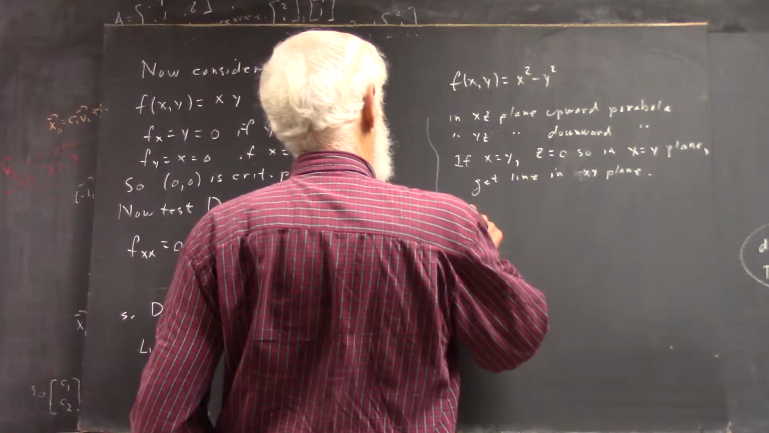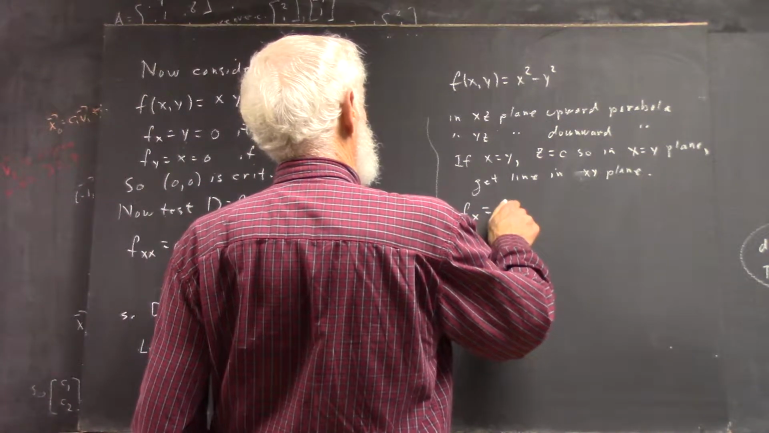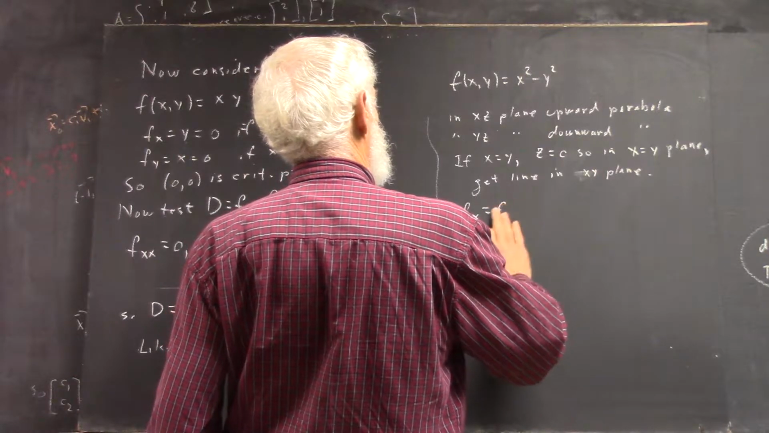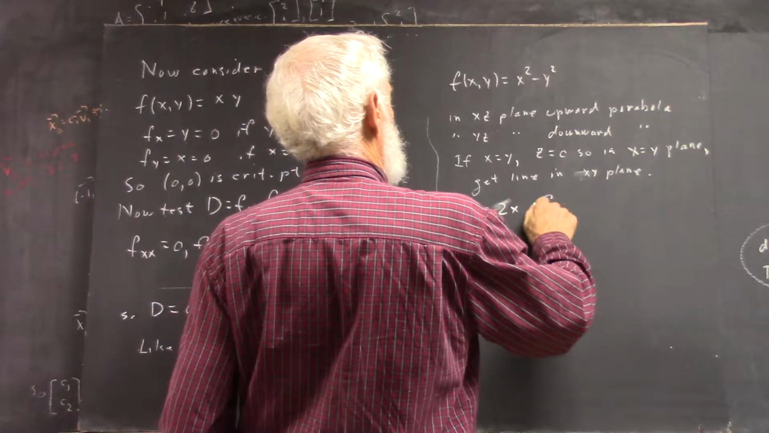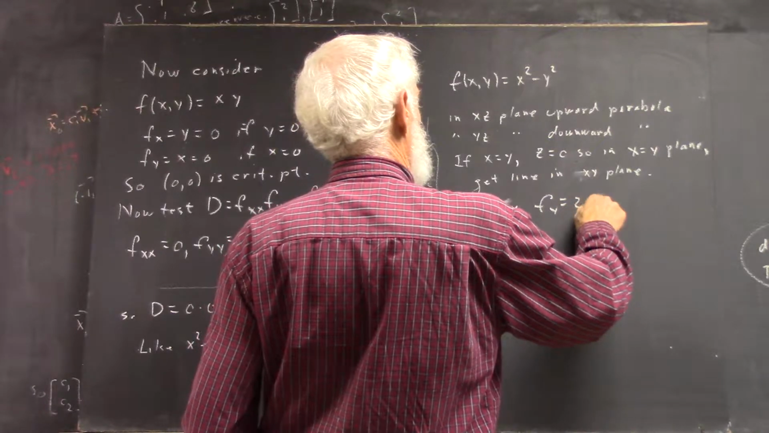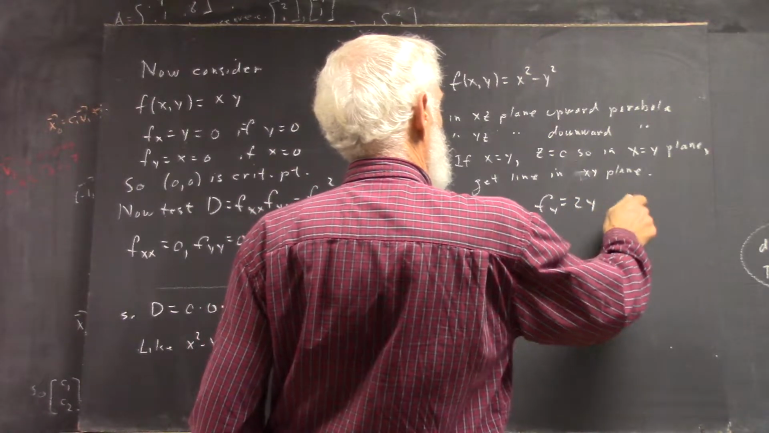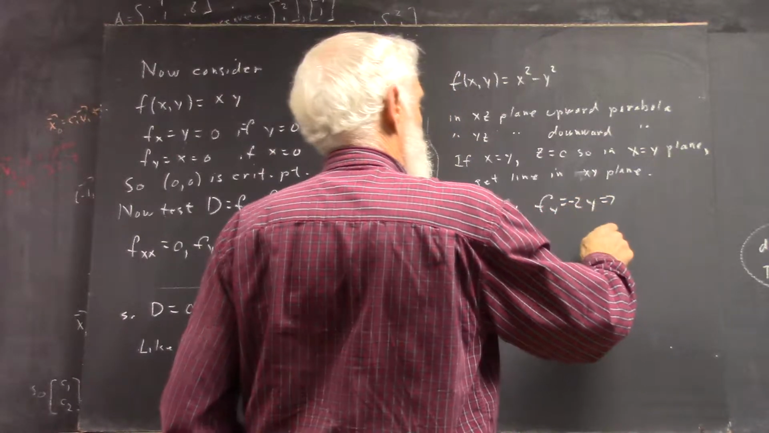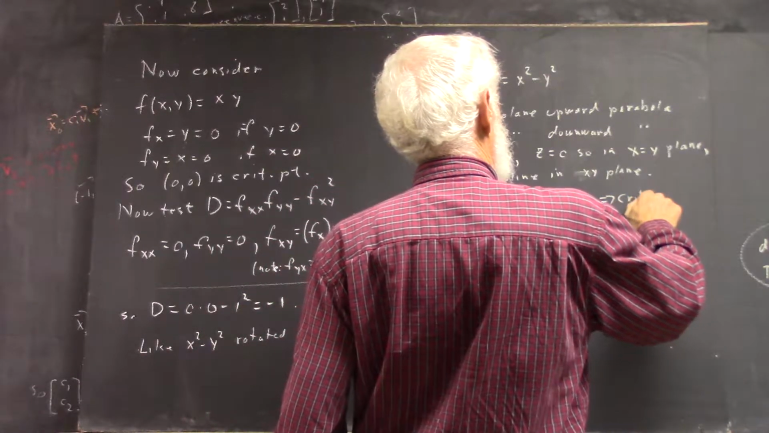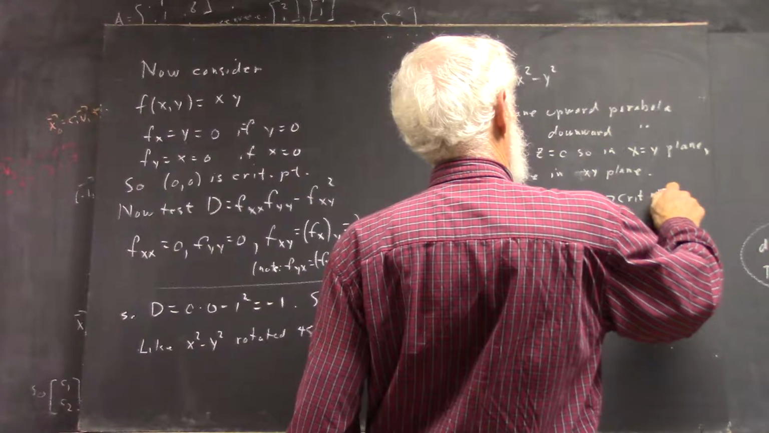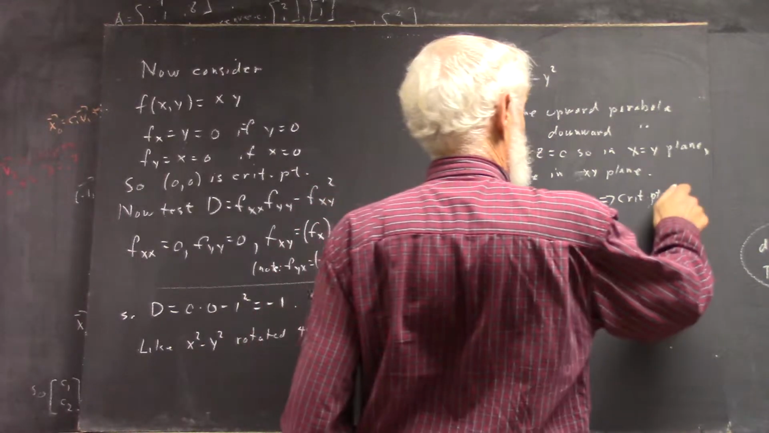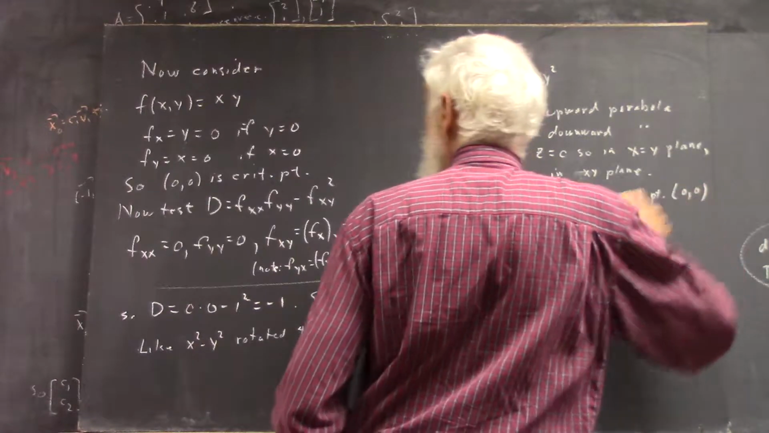Anyhow, okay, so we test for critical points. fx equals 2x. But fy equals negative 2y. That's important. So it implies a critical point, right? Yeah, the origin again.